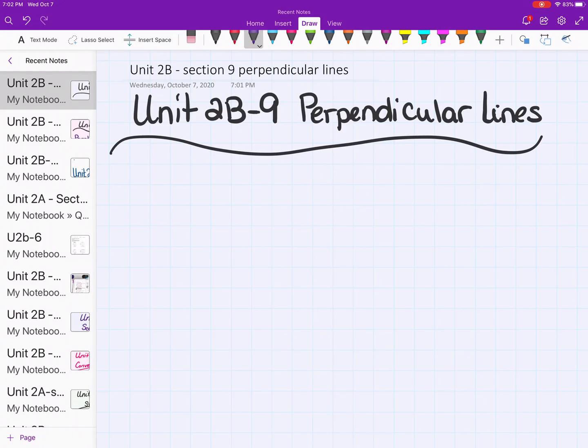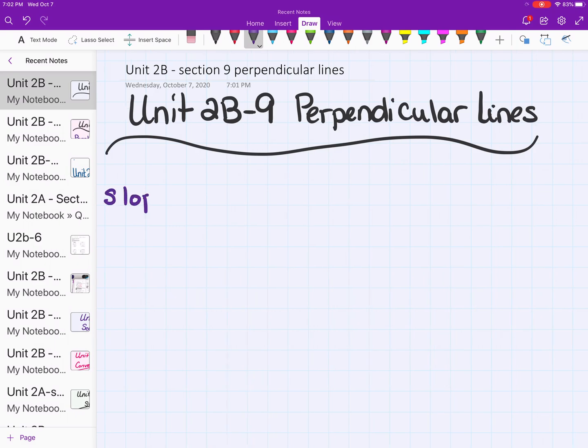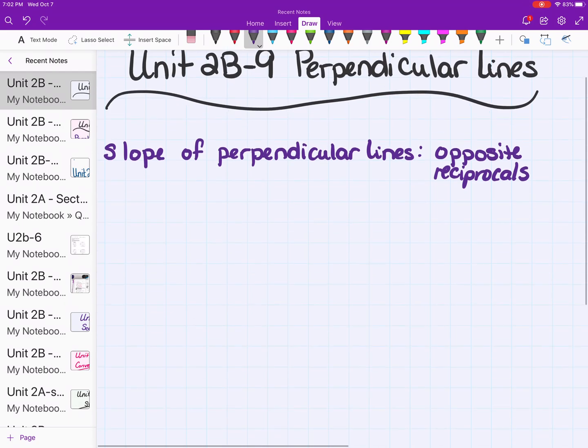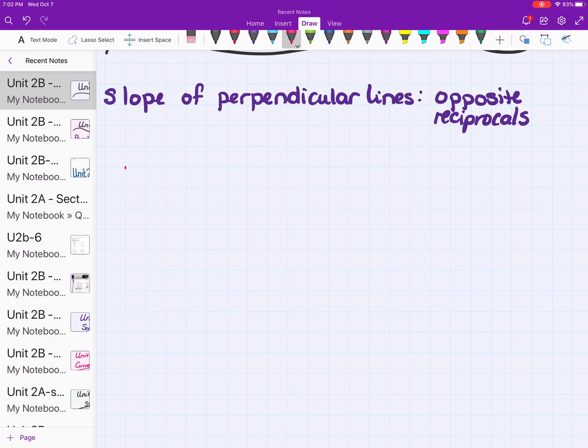Okay, perpendicular lines. Very similar to parallel lines, except the slope is going to be different, okay? So the slope of perpendicular lines are opposite reciprocals. And I'm going to explain that. I want to do a couple examples of opposite reciprocals so that you know what I mean by that. So let's do just a quick couple of examples here.